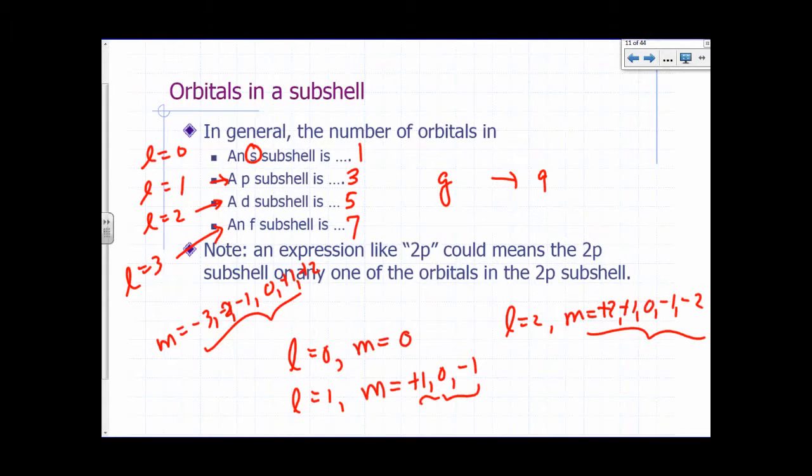Like I said earlier, if you write an expression like 2p, it means you're referring to the 2p subshell or any one of the orbitals in the 2p subshell. Notice that a p subshell has 3 orbitals in it.